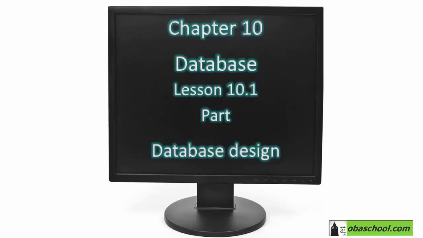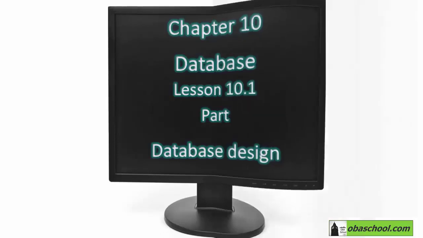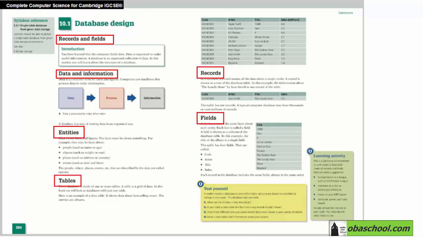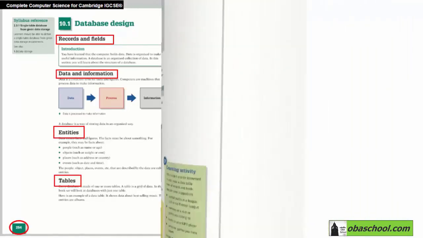Chapter 10 Database Lesson 10.1 Part Database Design. In Database Design lesson, we are going to find out what records and fields are. We are going to talk also about data and information about entities, tables, records, and fields. This information is found on pages 254 and 255.